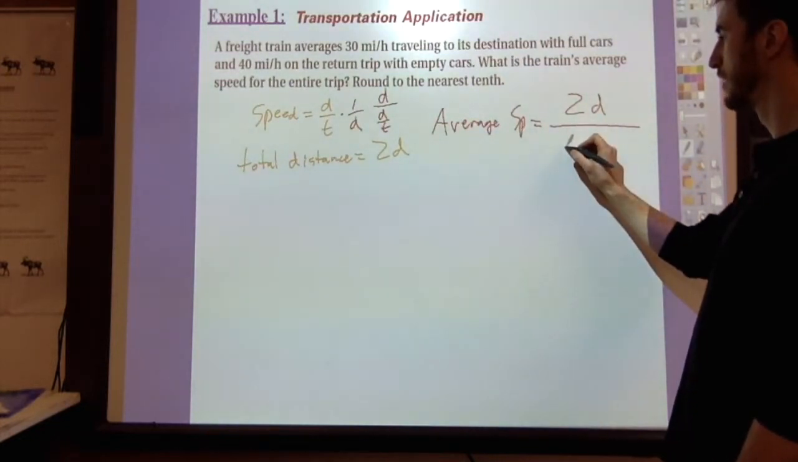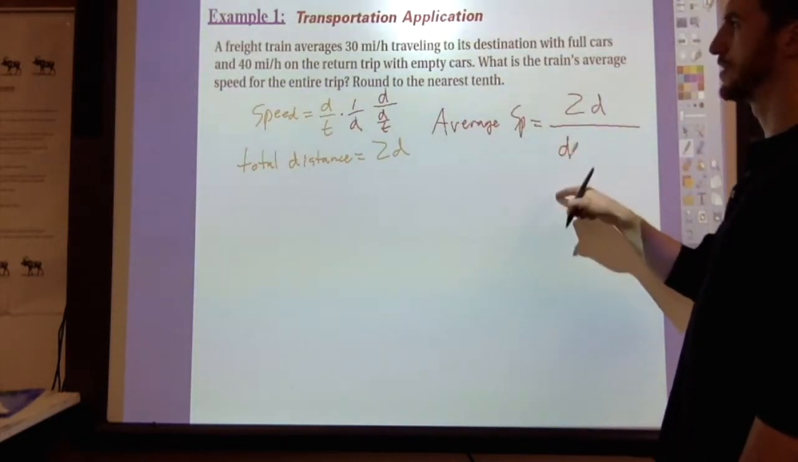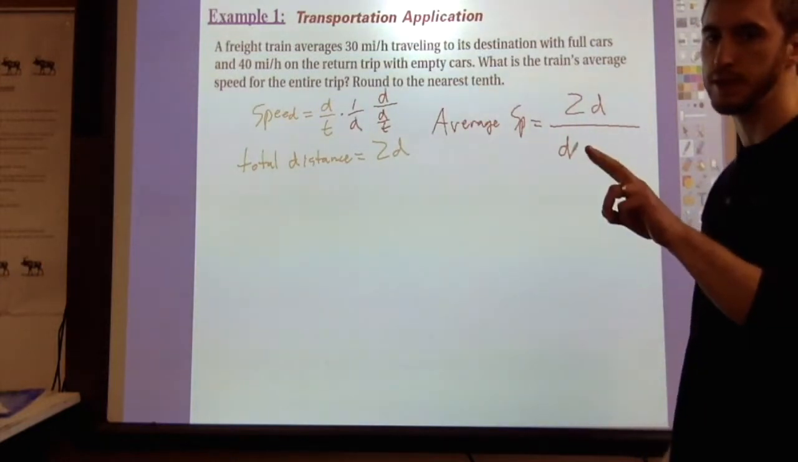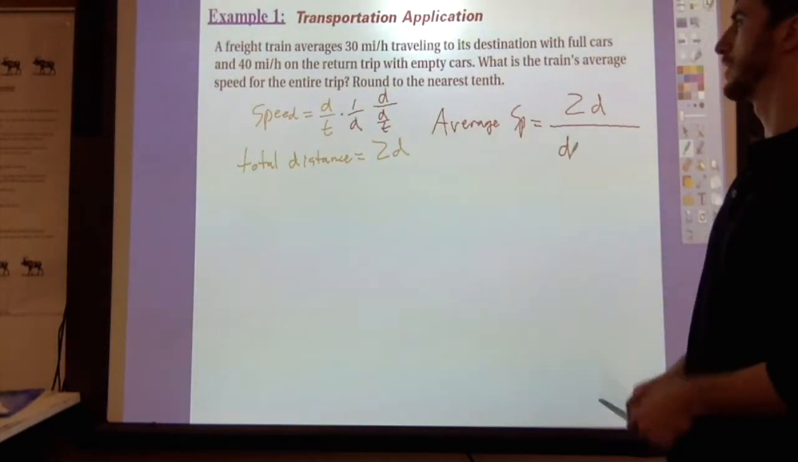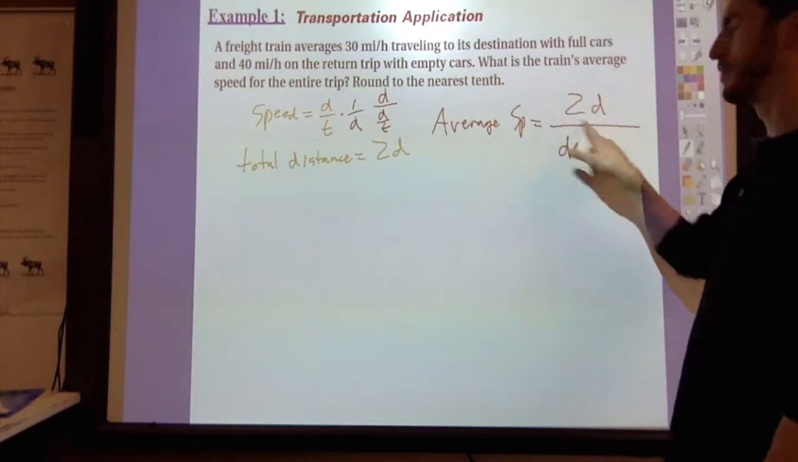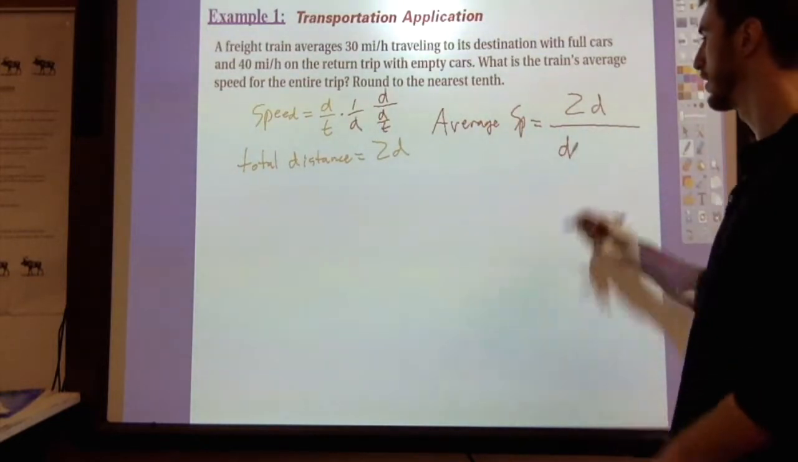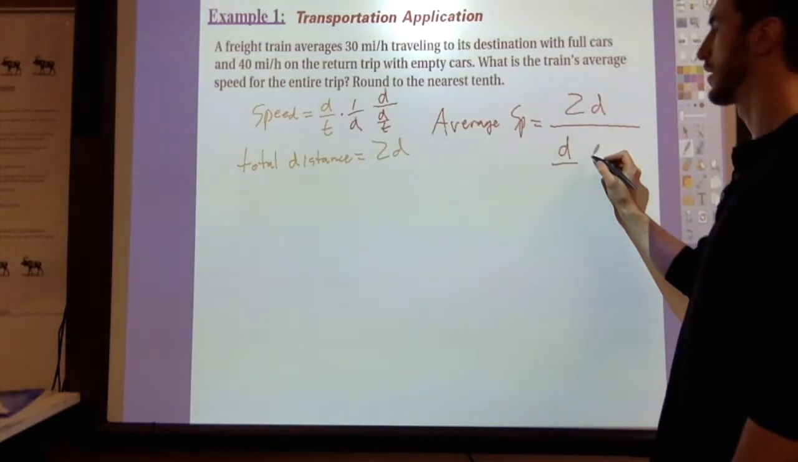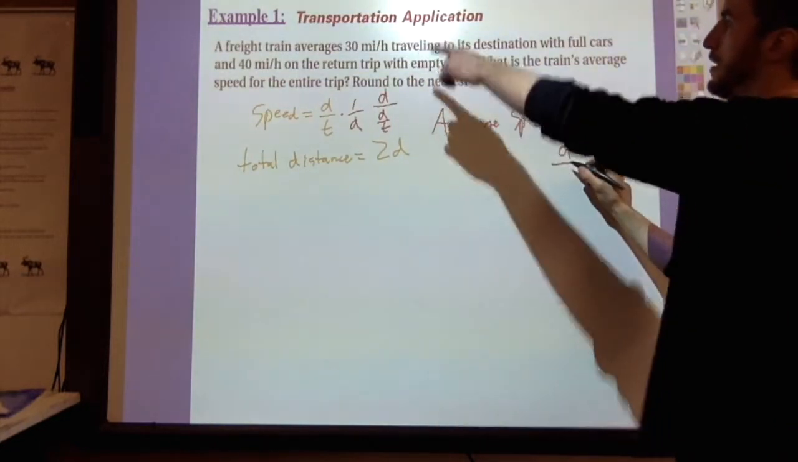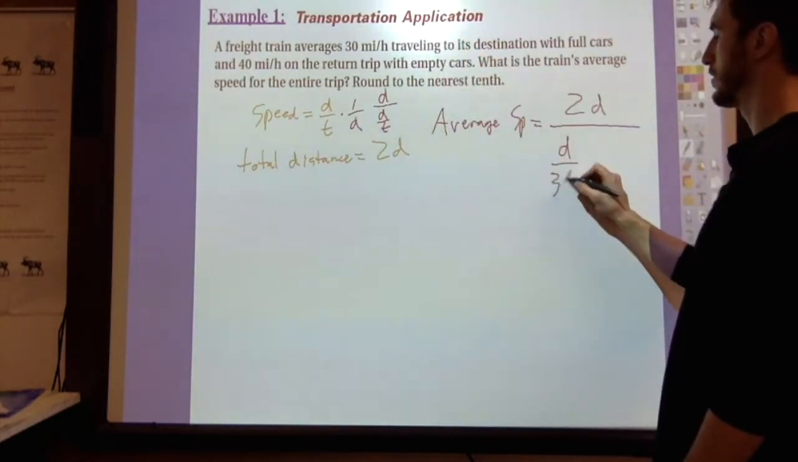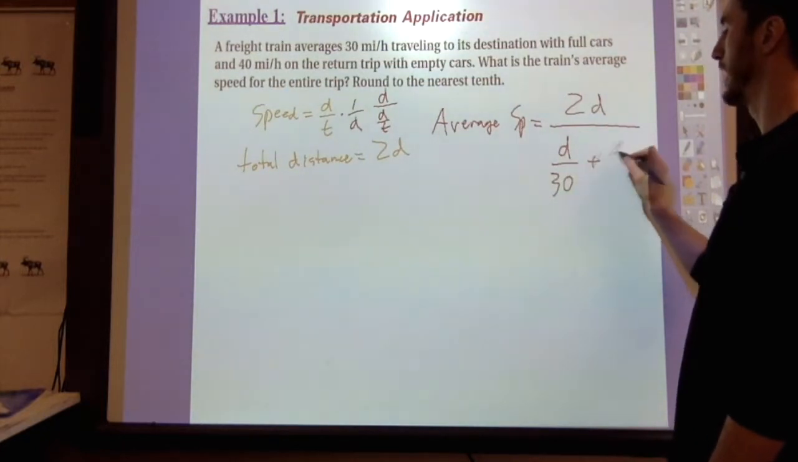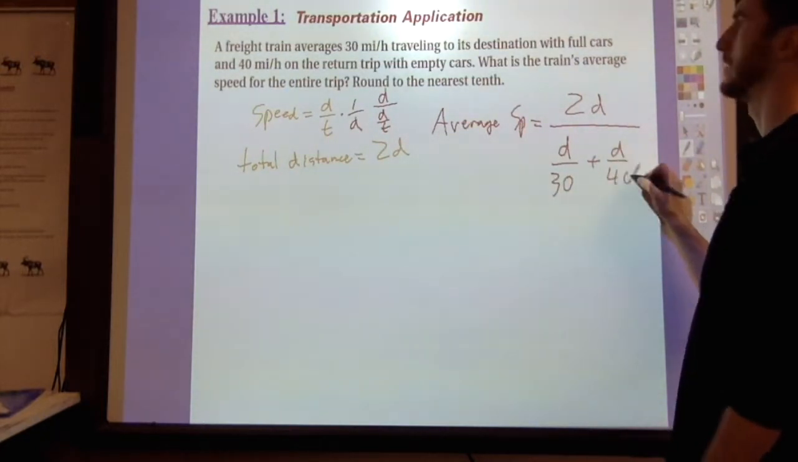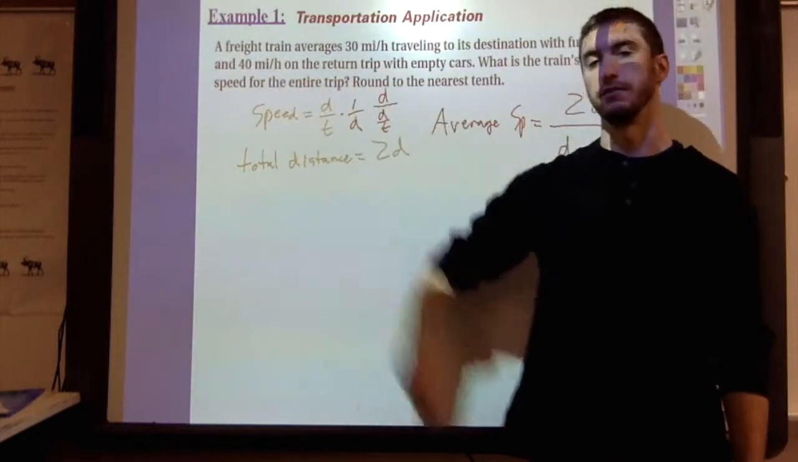We're going to have distance over our speed. And we have two speeds that we're going to use. That's another reason why I put 2d for our top, so we've got the same number of things we're working with. So our first speed is 30 miles per hour, so I'm going to go distance over 30, and then we're going to add distance over 40, because that was our speed on the return trip.